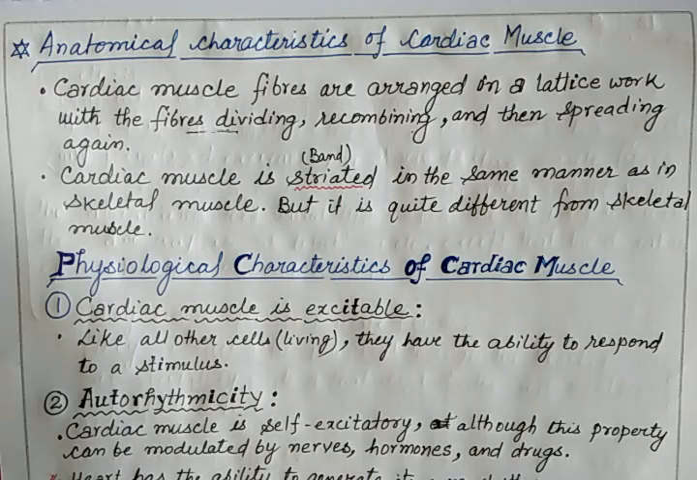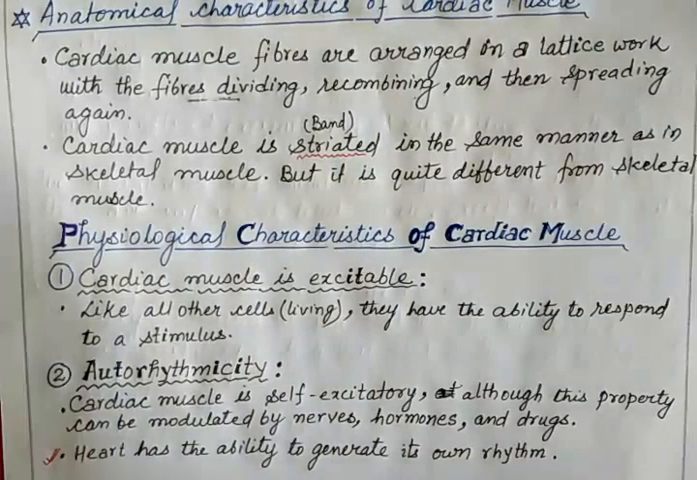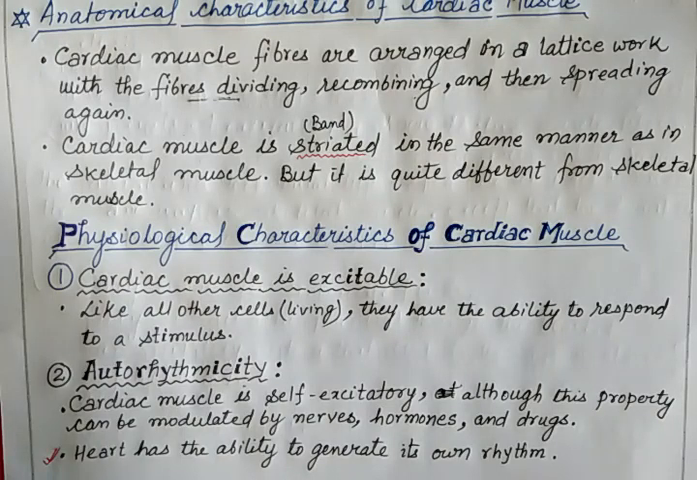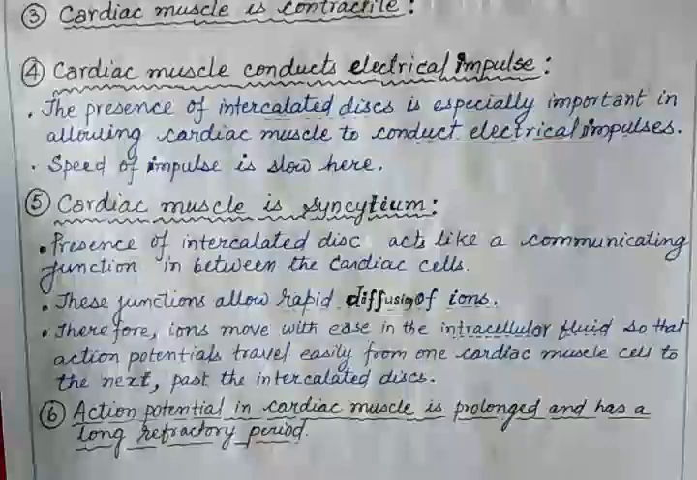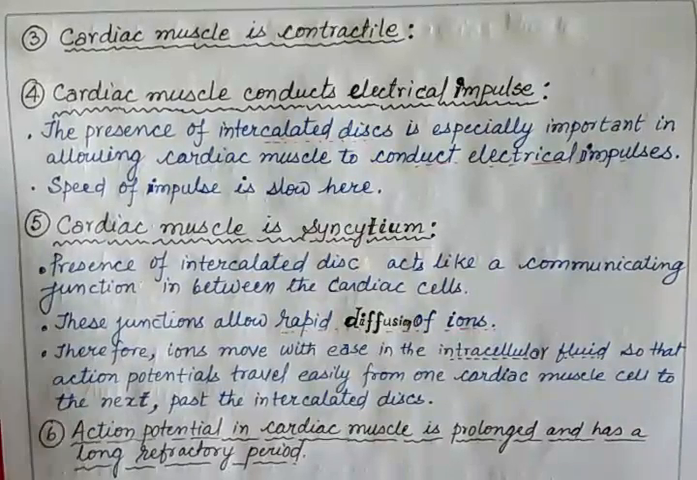Autorhythmicity is a special feature that is present in the heart only. This autorhythmicity is generated by that star-like structure present in the right auricle that we have called SAN, sino-auricular node. So that is written here. Cardiac muscle is contractile. This sentence is self-explanatory. That's why I have not written anything about this.